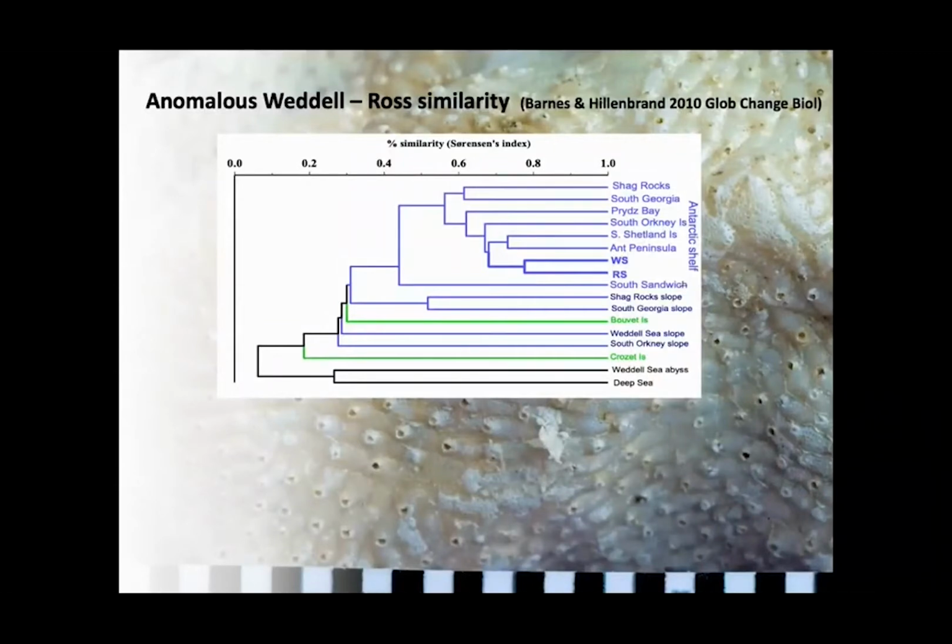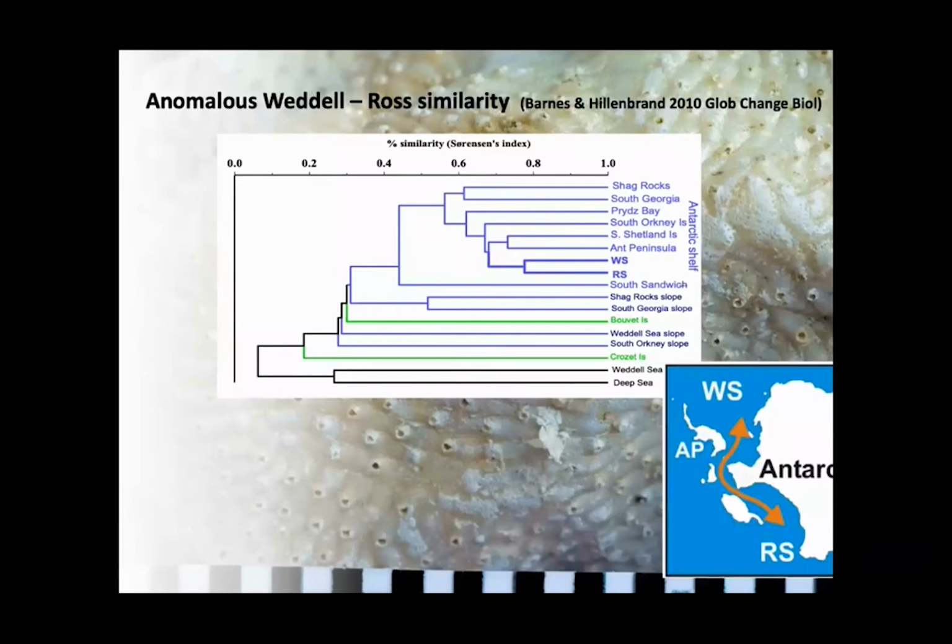If we do that, the most obvious first result is an anomalous similarity of Weddell and Ross assemblages, seen in dark blue in the middle. That would imply past connectivity, as suggested. The most similar other two regions around the North Antarctic Peninsula were thought to be ice-free during the LGM, the last glacial maximum. So is this a clue to past seaway connectivity?